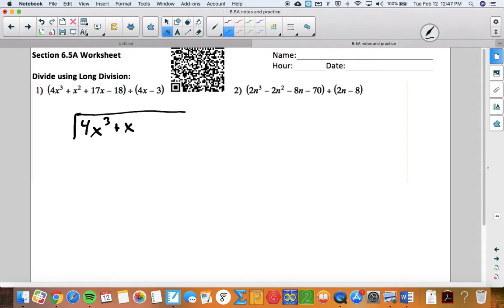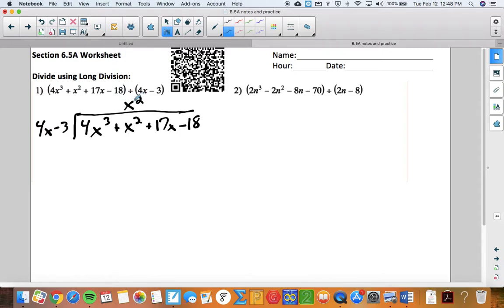So we're writing it down carefully. And in this case, if there's a term missing, it's not as big of a deal as it is in synthetic division. Then what we're dividing it by goes out here. So it's all about matching this first term. What do I multiply 4x by to get 4x to the third? Well, that would be x squared. So that's part of my answer. I'm going to put that x squared above the x squared term.